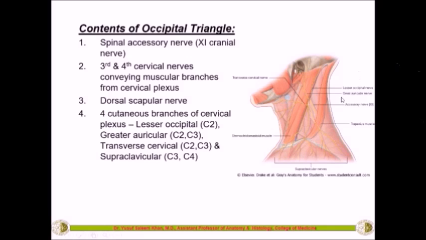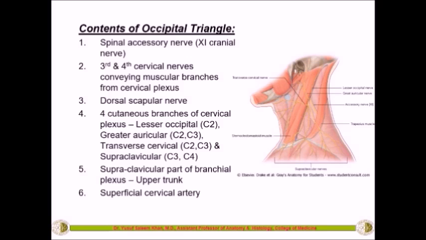And there are four cutaneous nerves shown here. One is the lesser occipital nerve, then the greater auricular nerve, then the transverse cervical nerve, and the supraclavicular nerves. These are the cutaneous nerves coming from this triangle. Then there is also the supraclavicular part of the brachial plexus. A part of the brachial plexus passes through it before it goes into the upper limb to supply the muscles of the upper limb.